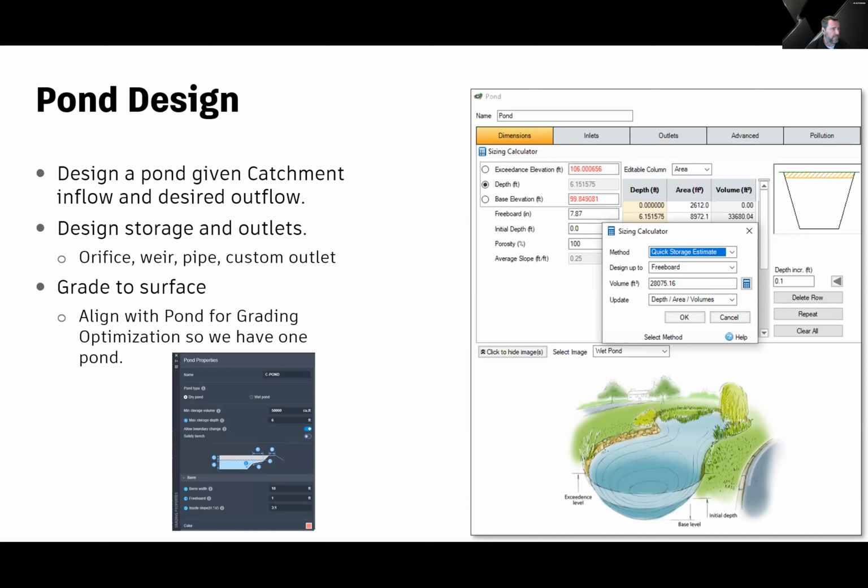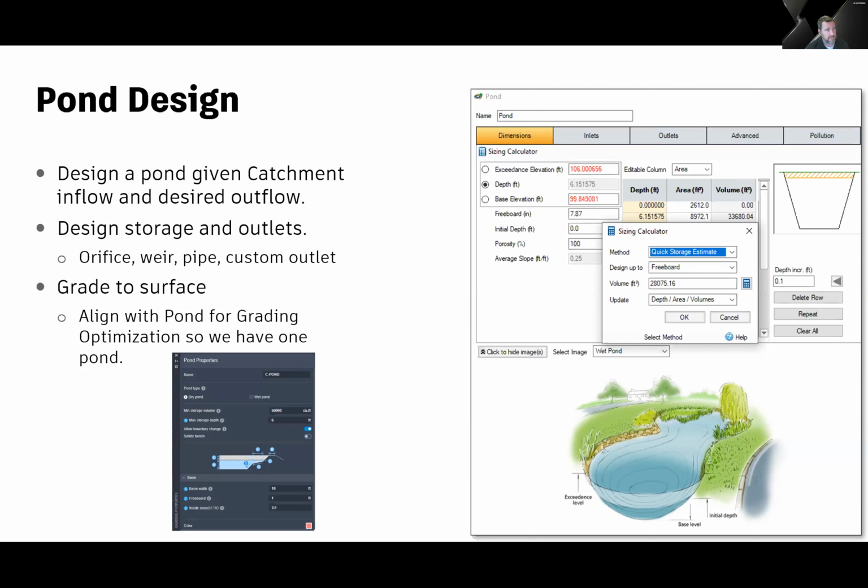So certainly for both of these, we have catchments that could represent the flow to storage, although our catchments today are really rational method based. We'd need to open that up to other methods. But then designing the pond, both volume and what the outlets are, would be important. And for Civil 3D, getting that to grade into the rest of the site.